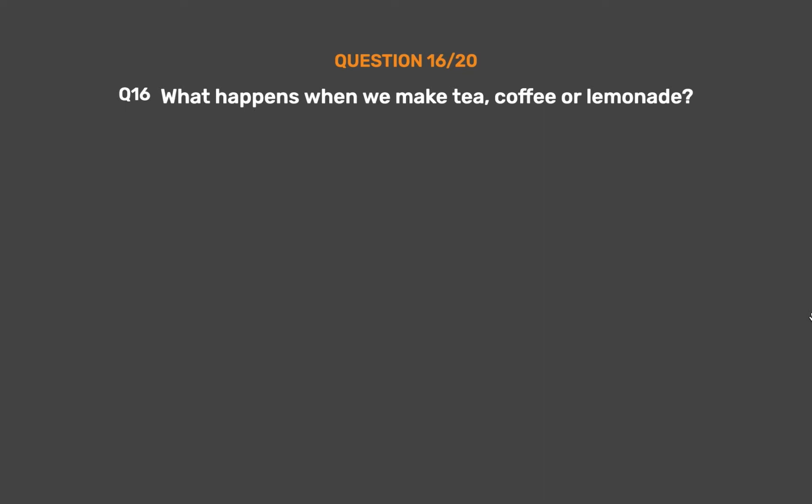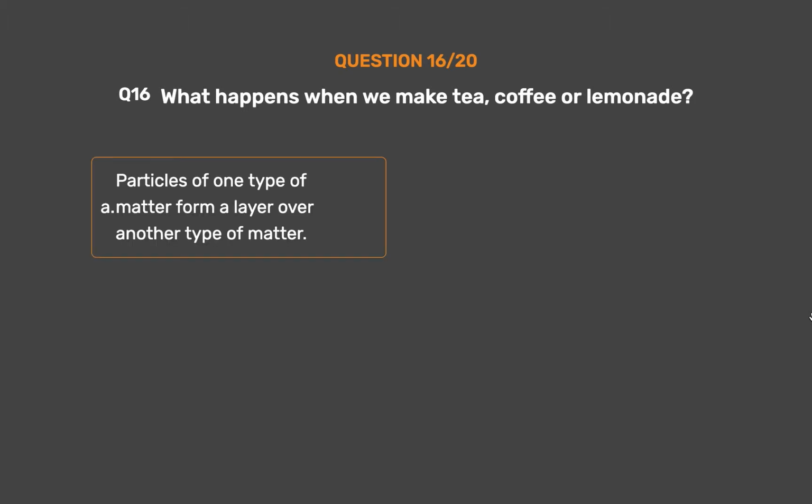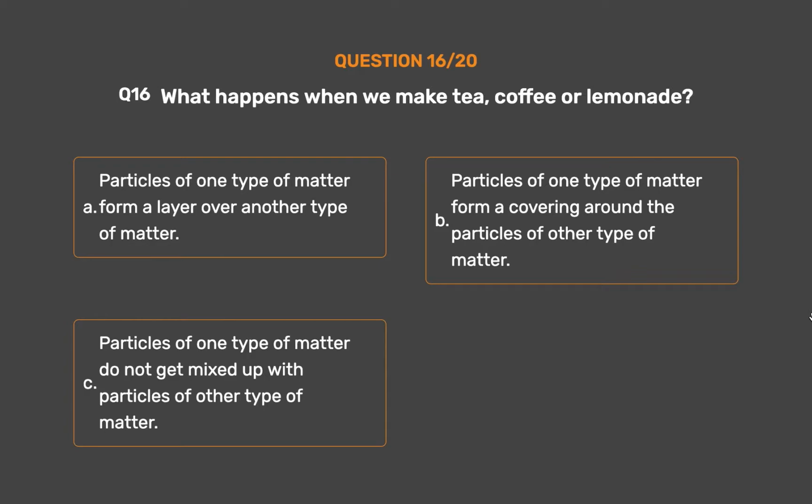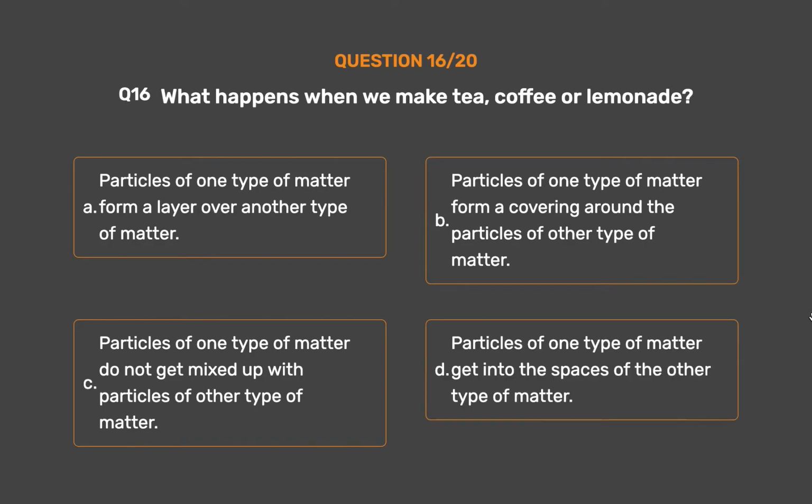Question number 16. What happens when we make tea, coffee or lemonade? Option A. Particles of one type of matter form a layer over another type of matter. Option B. Particles of one type of matter form a covering around the particles of other type of matter. Option C. Particles of one type of matter do not get mixed up with particles of other type of matter. Option D. Particles of one type of matter get into the spaces of the other type of matter.